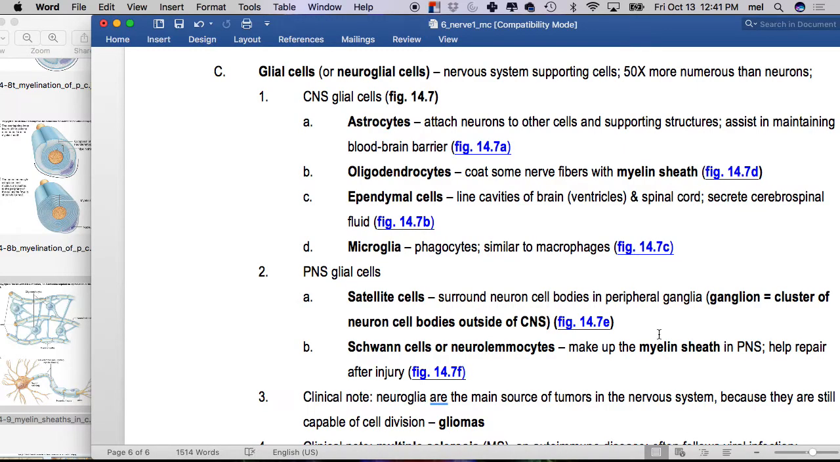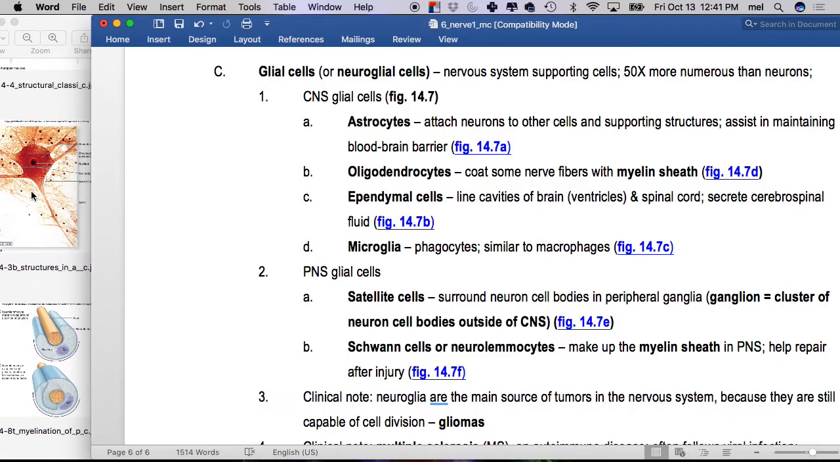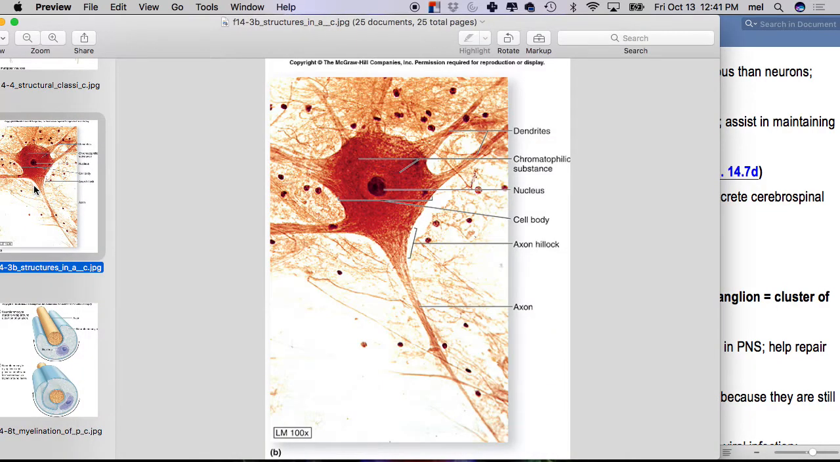Now, let's talk about our glial cells. Okay, so when you look at this figure, it looks like all the glial cells are the same. They hardly stain except the nucleus, right? They look all the same. They're not all the same. There are 6 different types of glial cells.